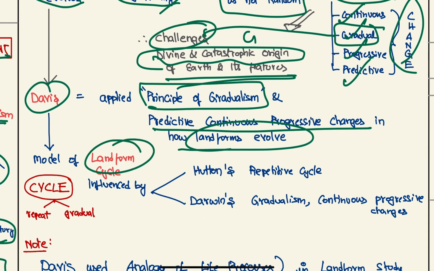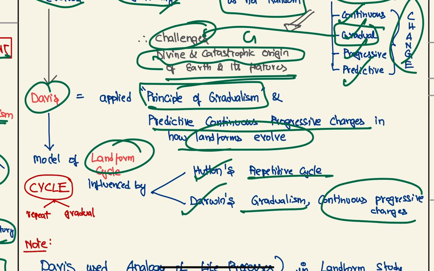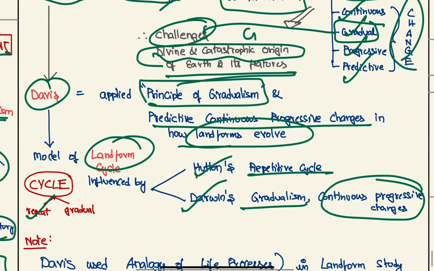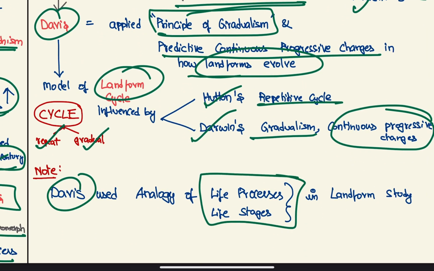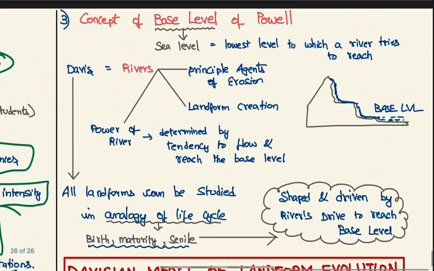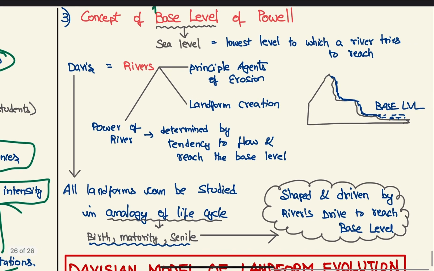So his model of landform cycle was influenced by Hutton's repetitive cycle and Darwin's gradualism and continuous progressive changes. So his cycle was both repetitive and also gradual. Also note that Davis used the analogy of life process and life stages in landform study because of the influence of Darwin. The third influence is of base level of Powell.